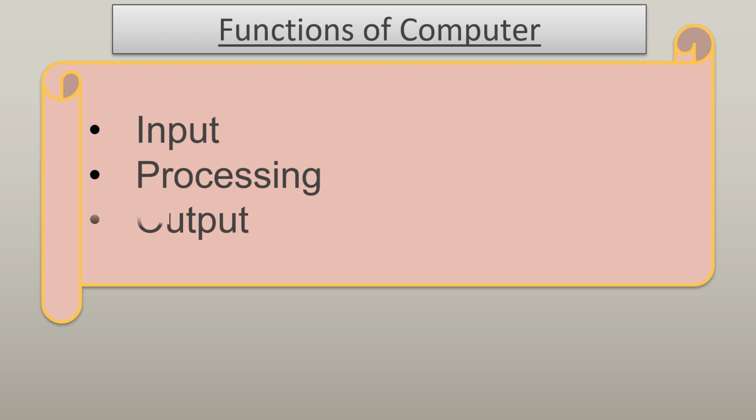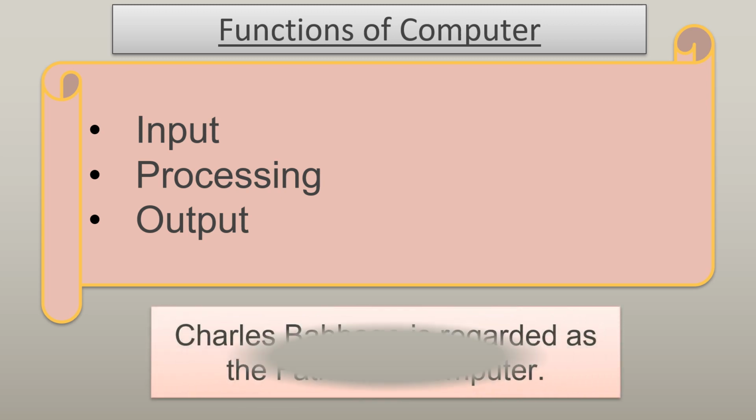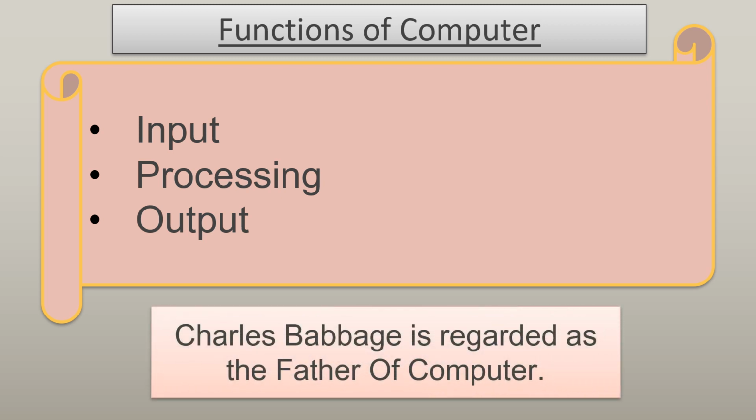The third function of computer is output. When the data is processed in a CPU to give useful information, it is known as the output. So these three are the basic functions that a computer performs: input, processing and output. And do you know who is regarded as the father of computer? Yes, Charles Babbage. Charles Babbage is regarded as the father of computer.